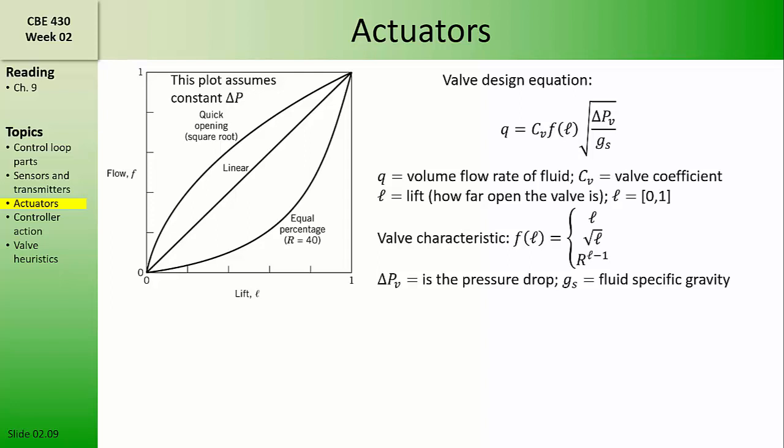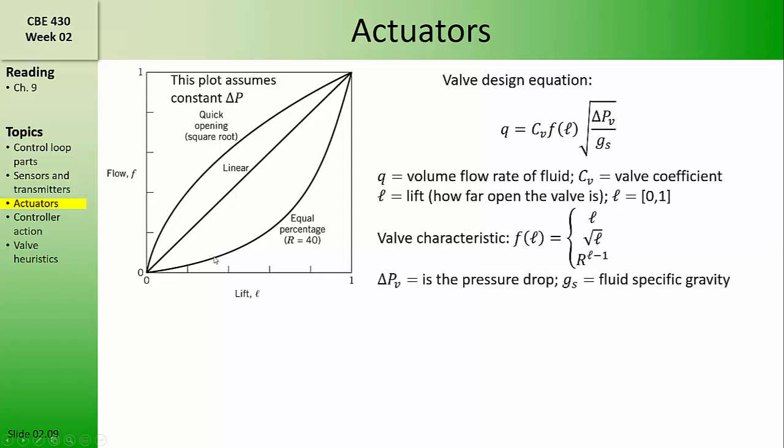There are many types of designs for valve characteristics, but the most common ones are shown here. An equal percentage valve, a linear valve, and a quick opening or square root valve. A linear valve will have an approximately linear change in the flow rate as a function of the lift for constant pressure drop across the valve. Linear valves are not used as commonly in practice as equal percentage valves.